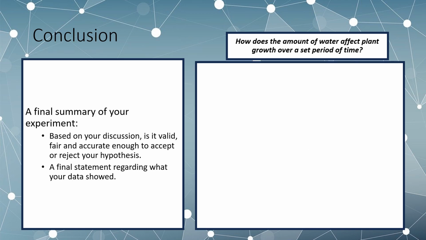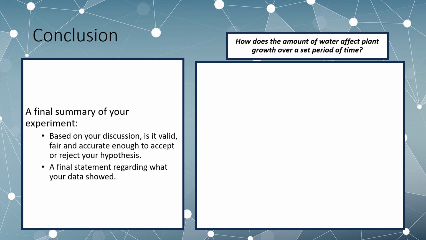Finally, we come to the conclusion. And much like its name, it should serve as a conclusion of what has been covered in your report. This should really be a final short summary of your experiment. It should be based on your discussion and use that information that you've worked throughout the lab report to conclude and give some conclusive statements on what your lab report has shown.